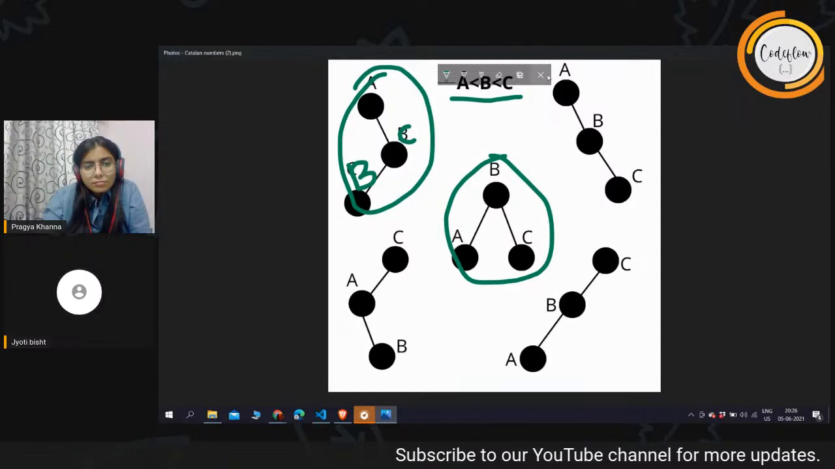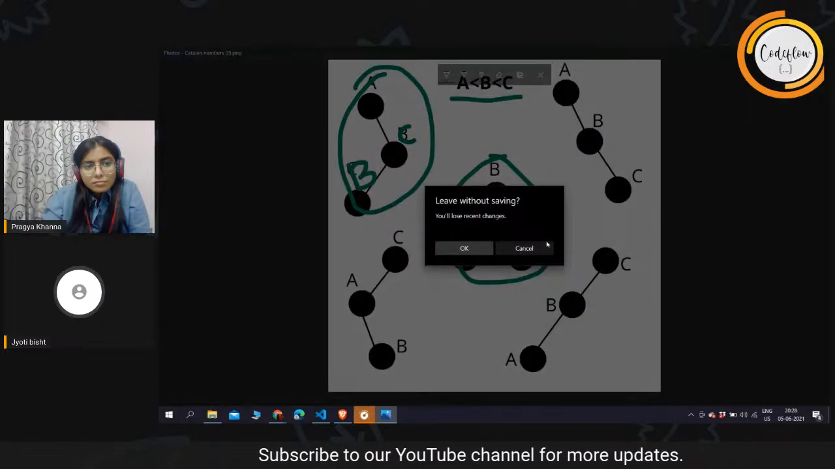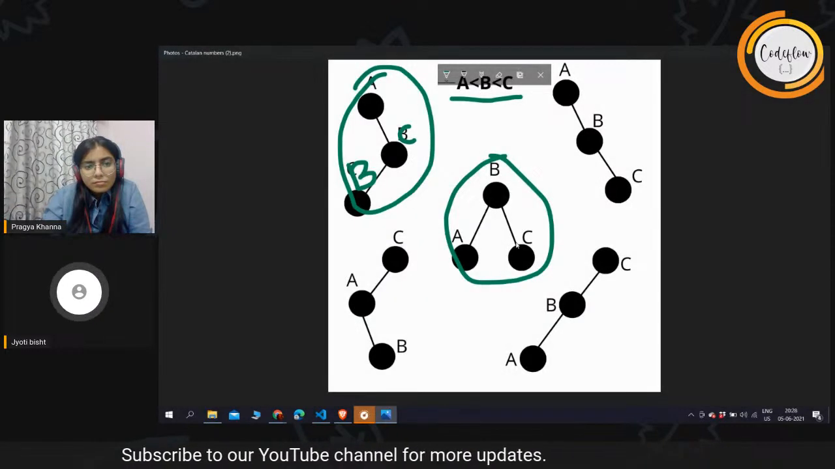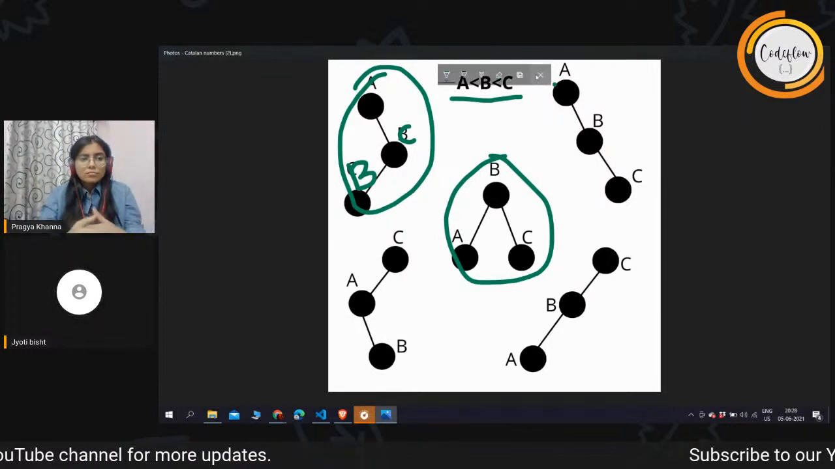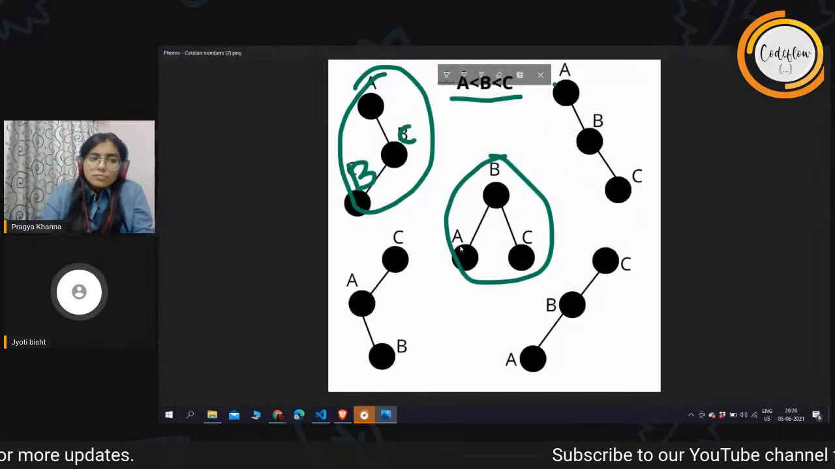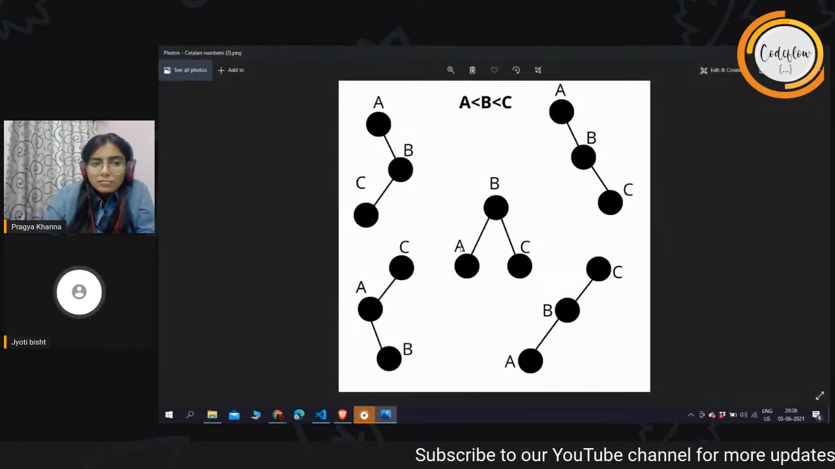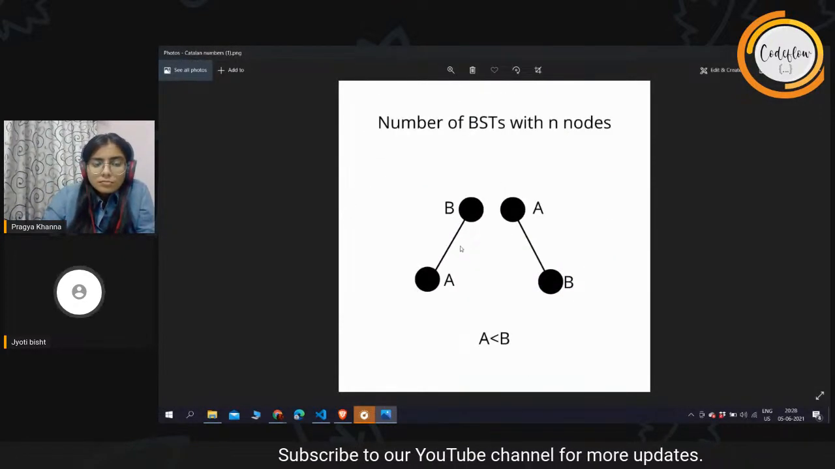Okay. So what is happening right now is you can see the pattern that we are going to create. The pattern that we are creating for the number of ways a binary search tree can be created is of Catalan numbers.